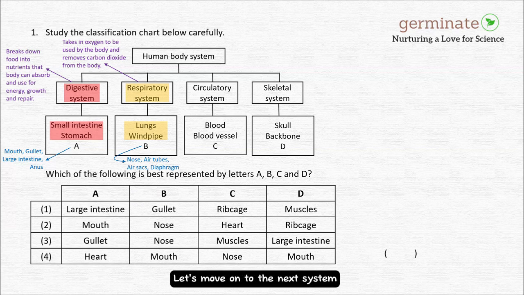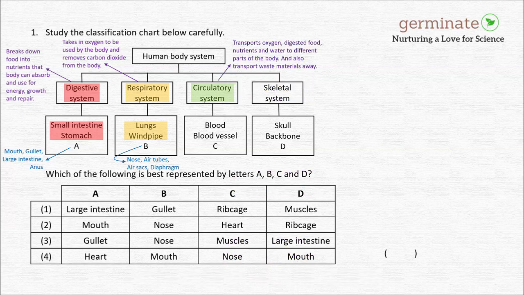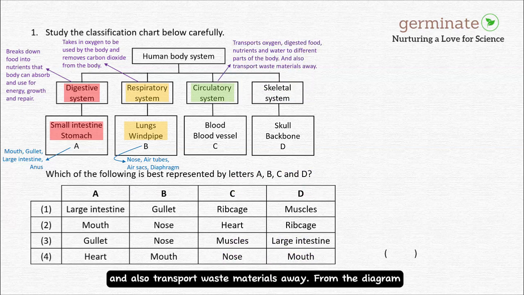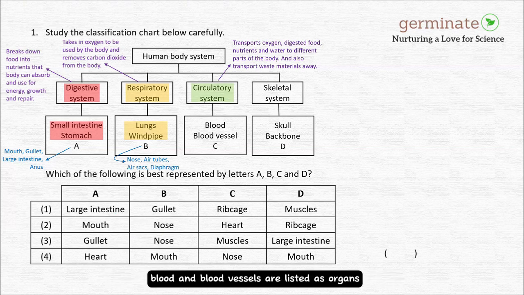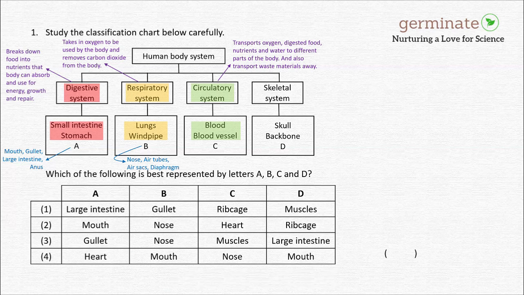Let's move on to the next system, the circulatory system. Can you recall what is the function of the circulatory system? The circulatory system transports oxygen, digested food, nutrients, and water to different parts of the body, and also transports waste materials away. From the diagram, blood and blood vessels are listed as organs under the circulatory system. Do you know what other organs make up the circulatory system that could be labeled as C? They include the heart.